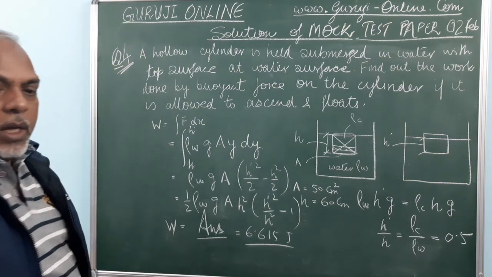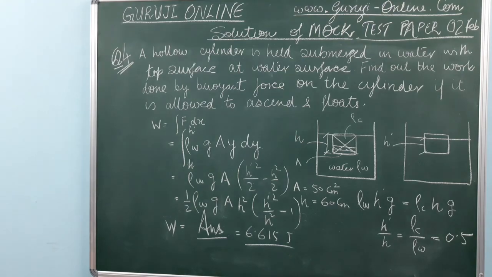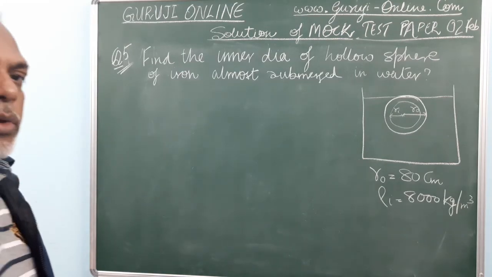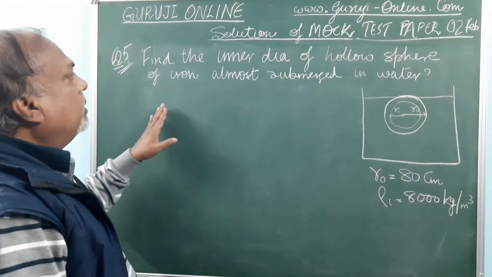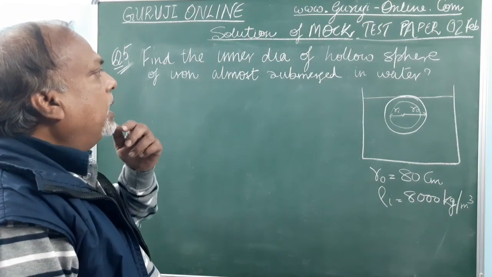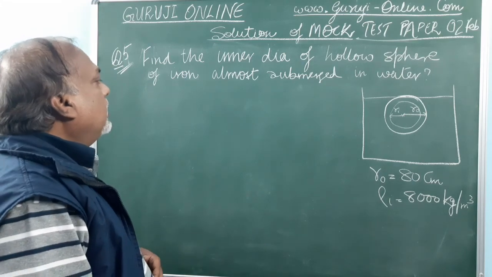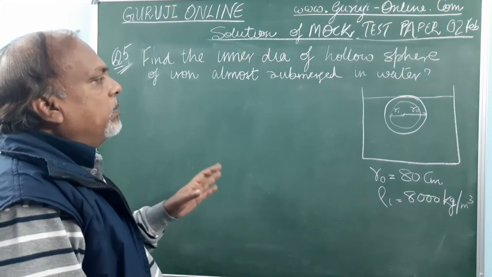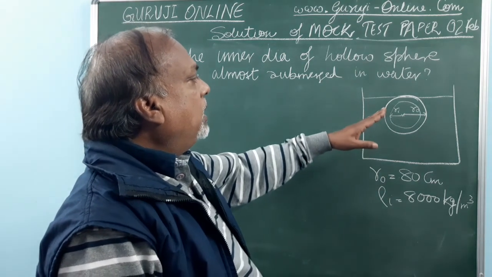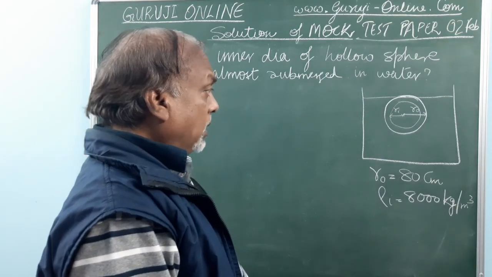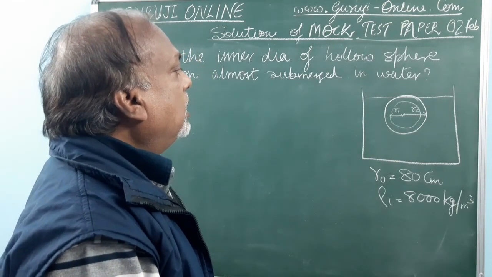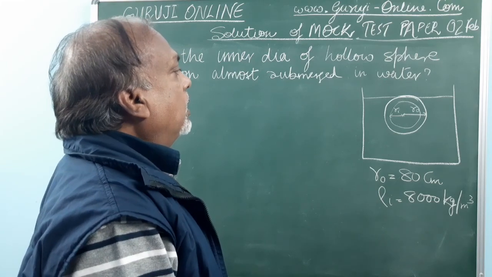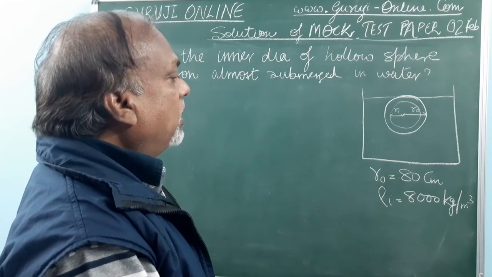Now we will go to the fifth problem. So this is the fifth problem. We have to find out the inner dia of the hollow sphere, and it is almost submerged in water. So in this position, it will displace an amount of water equivalent to its volume.